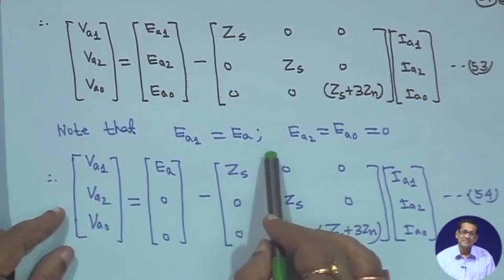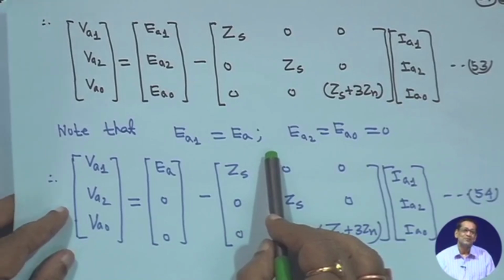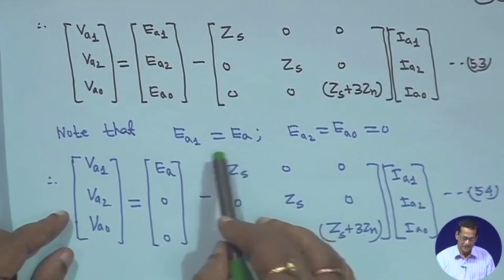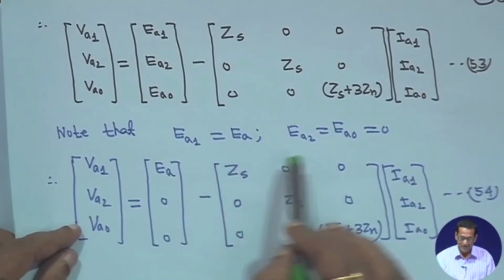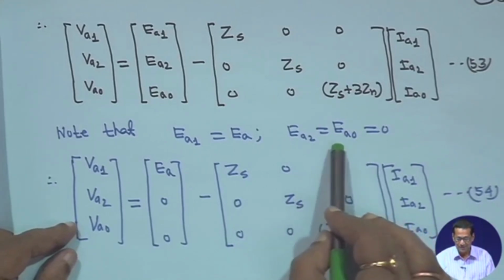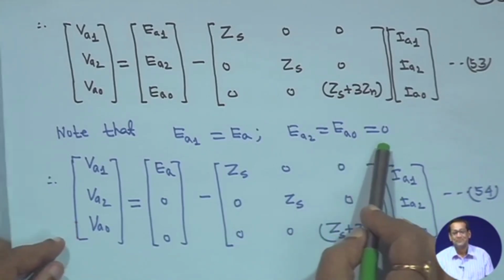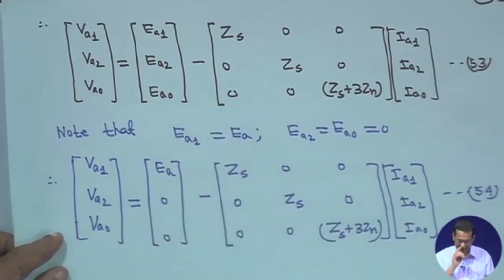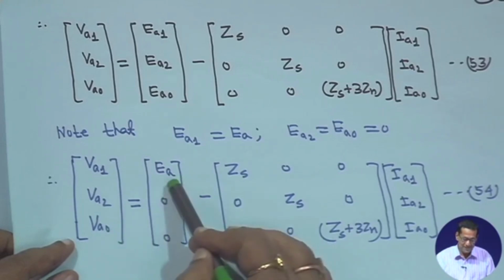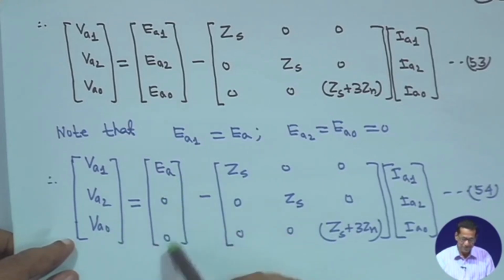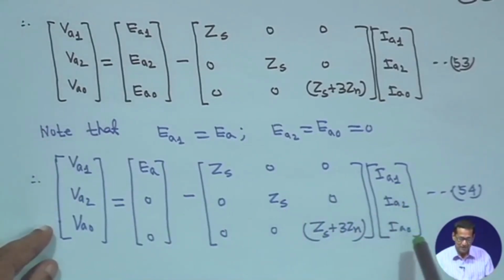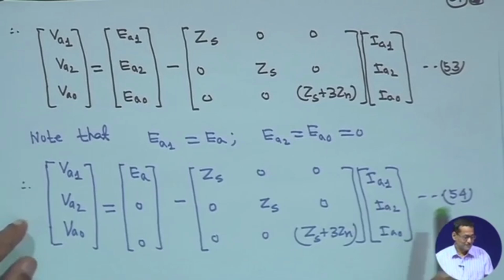For the synchronous machine, only the positive sequence voltage is induced, that is Ea1 is equal to Ea, but there is no negative or zero sequence voltage. That is why Ea2 is equal to Ea0 is equal to 0. That is why this equation can be written as Va1, Va2, Va0 equal to Ea, and these two Ea2 and Ea0 will be 0, minus this matrix times Ia1, Ia2, Ia0.